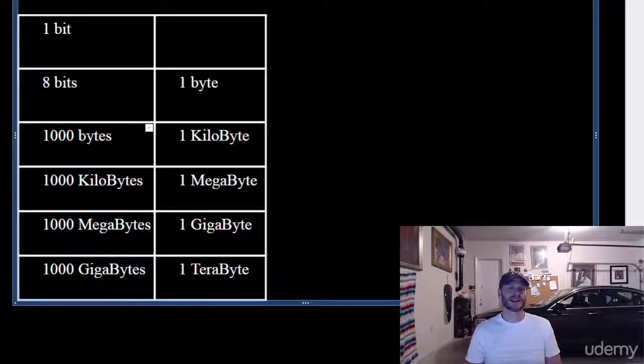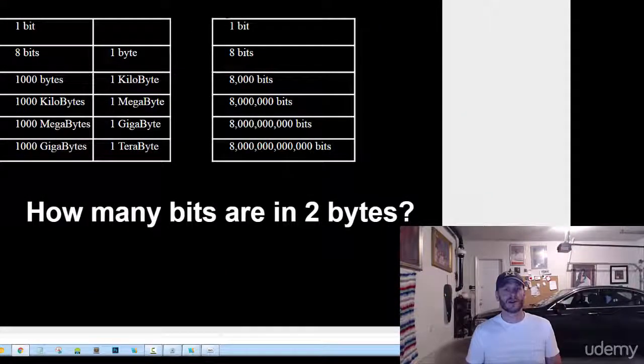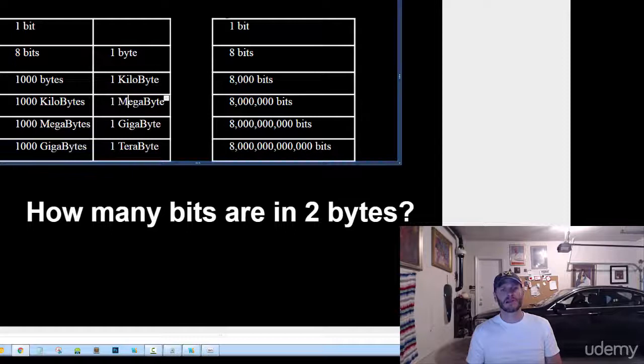If I have a kilobyte, I've got 1,000 bytes, and 1,000 bytes times 8 is 8,000 bits. So 1 kilobyte is 8,000 bits. 1 megabyte is 8 million bits. You can remember a megabyte is a million because M is million and M is mega. So 1 megabyte is a million bytes. That's easy. A gigabyte's a billion, and a terabyte is a trillion. T, tera, T, trillion. There you go.